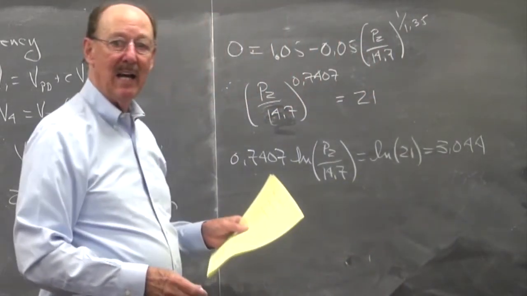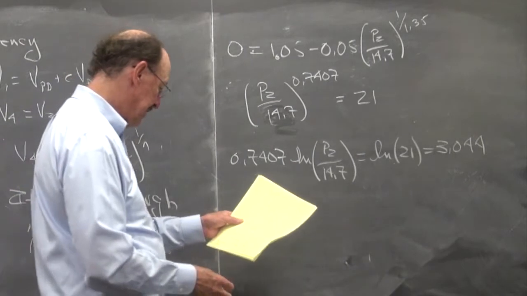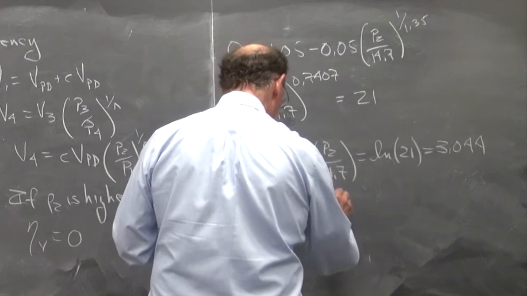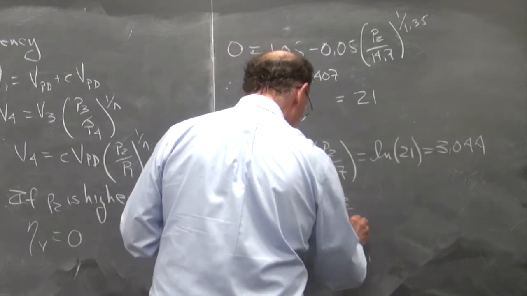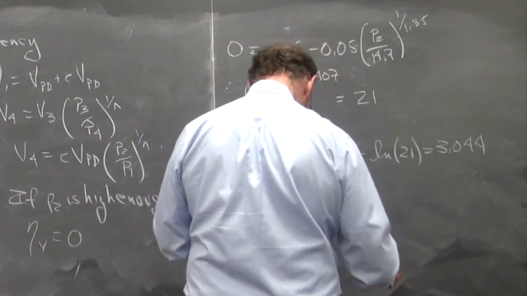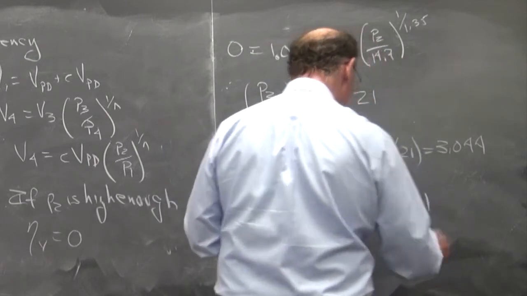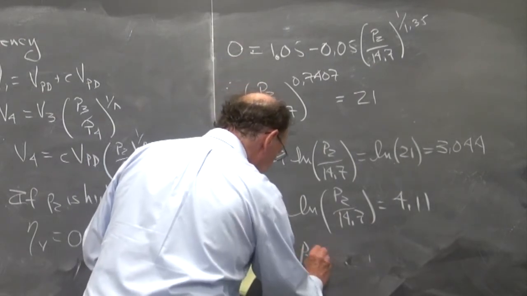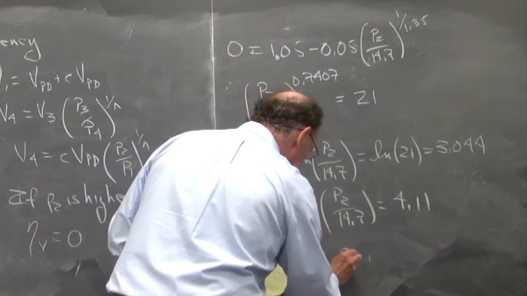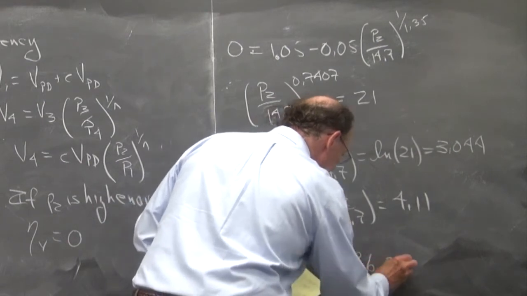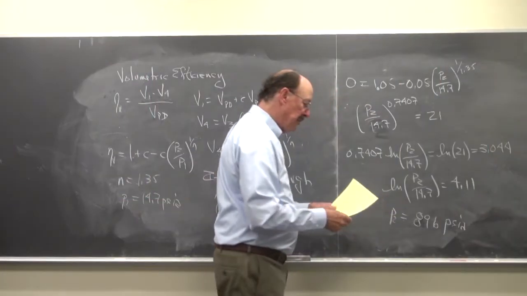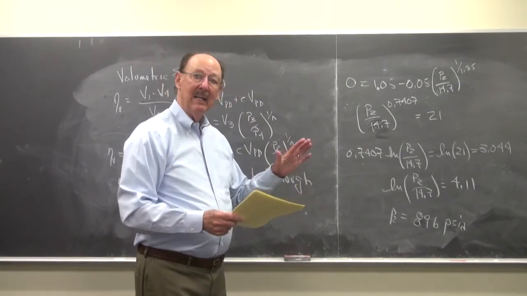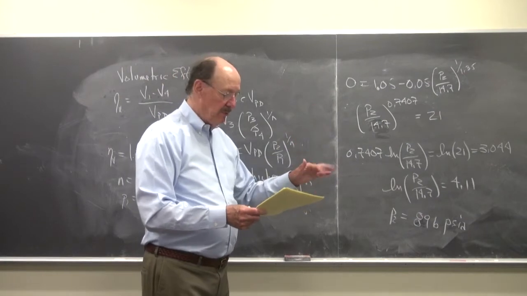What happens is a lot of you are not as familiar with logarithms as you'd like to be. And so I have then that the log of P2 over 14.7 is equal to 4.11. And if I solve for this, I'll get that P2 is equal to 896 psi. And so that tells me when the pressure is that, eta sub b will be 0.